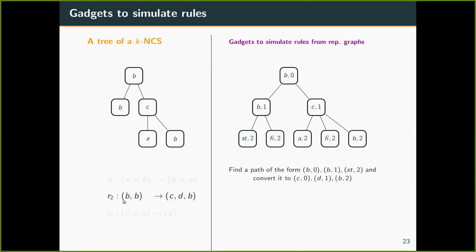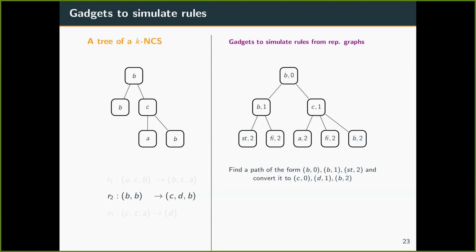Now let's say to simulate R2, which says find a path of the form BB and convert it to CD and then add a new node with B. To simulate this, first notice that in broadcast networks we can neither create nor destroy agents, right? So this is kind of hard to simulate, whereas in NCS we are allowed to create and destroy nodes. So how do we do this?